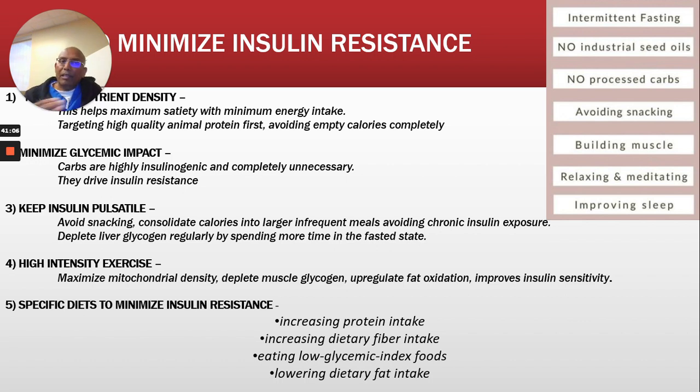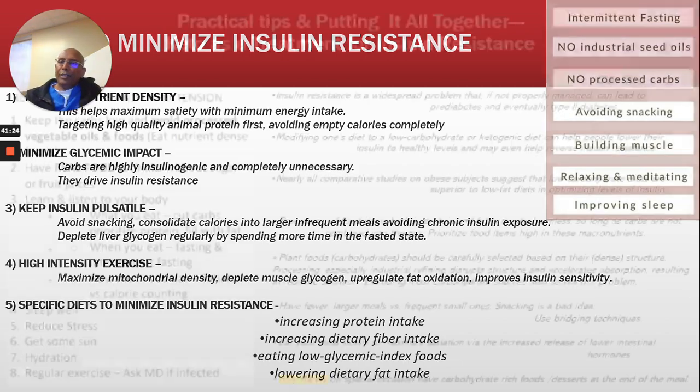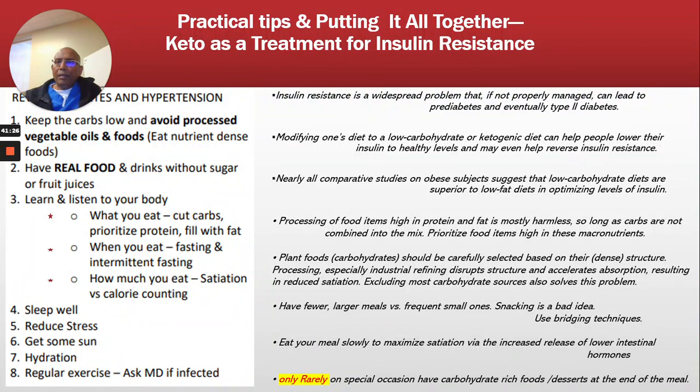And obviously, seed oils and carbs kind of go together, and they need to be avoided too. And intermittent fasting, avoiding snacking, is very much important. And building muscle, obviously, meditating and relaxing and giving adequate sleep time and exposure to sun is very much needed. Now, if I can give one significant one-slide practical tip, this is it. We need to avoid processed vegetable oils and foods, have real food, and drinks without sugar or fruit juices.